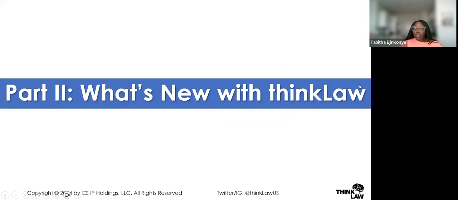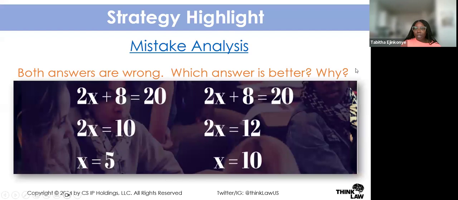So let's jump into part two. What's new with Think Law? I know that testing period is here, and we are focusing on those standardized tests. We want to know what our students learned throughout the year. So we do have a strategy highlight. It's not a new strategy. It's called mistake analysis, where you introduce two wrong answers, and your students decide which answer is better and why, right?